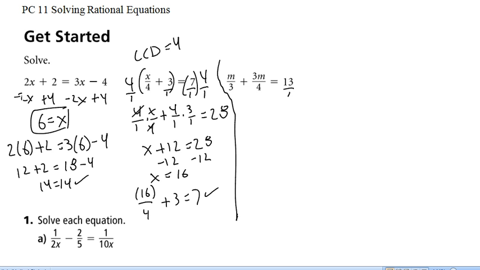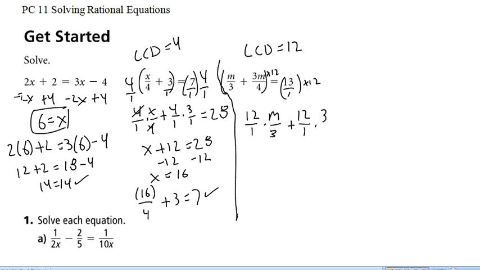Again, 13 is the same as 13 over 1. The lowest common denominator here is going to be 3 times 4, or 12. So we want to multiply both sides by 12. So we get 12 over 1 times m over 3 plus 12 over 1 times 3m over 4 equals 13 times 12, which is 156.